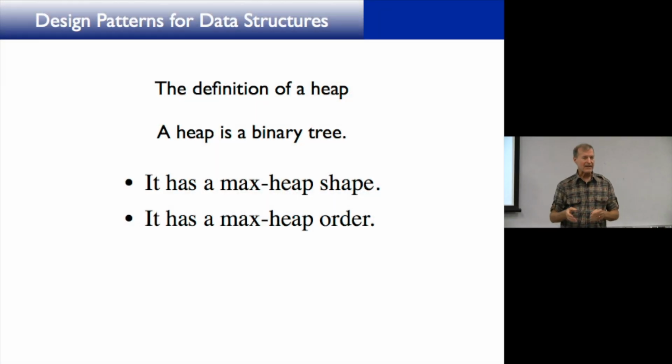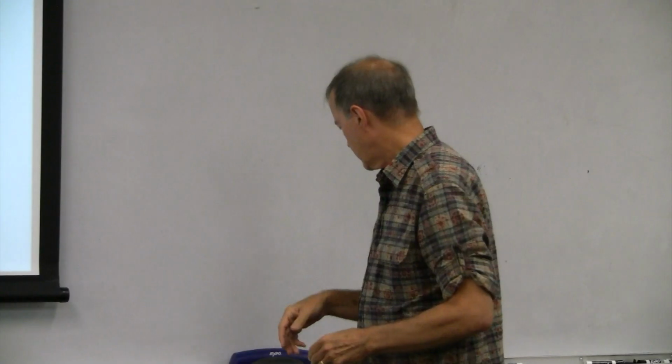Now we are talking about a data structure heap. A data structure heap is a binary tree, and it has two characteristics. It has to have a max heap shape, and it has to have a max heap order. Now, I don't have a sequence of figures in the book that illustrate a max heap shape, so I'm going to do it on the board here. It's actually kind of hard to explain. You'll see why.